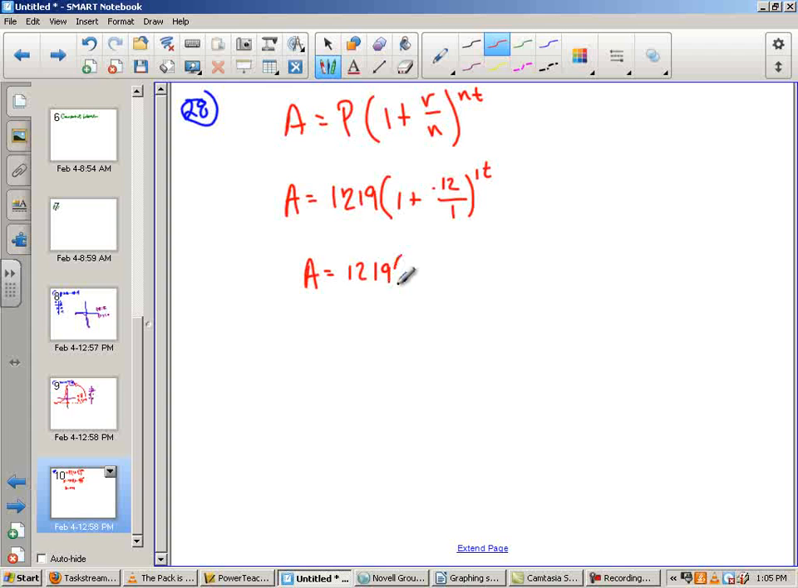So I'm going to have 1219 times 1 plus 0.12 is 1.12, and then 1t is just t. So this is my final answer. This tells me I've got that 12% growth. You know, it's 0.12 more than 1, or more than 100%. So that's really it. Hopefully that's enough to get you going, and let me know what questions you have.